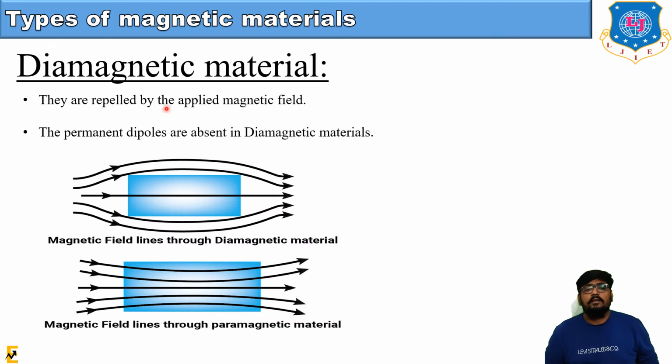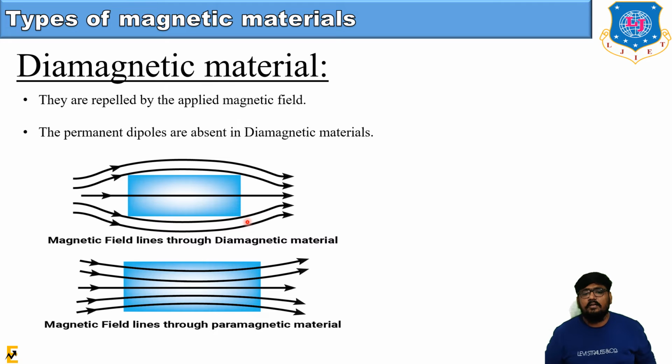It is a magnetic material in which there does not exist any dipole. Diamagnetic materials are the materials that are repelled by the applied magnetic field. The permanent dipoles are absolutely absent in a diamagnetic material. So as you can see, when you apply a magnetic field on the material, the magnetic field bypasses instead of penetrating in that.